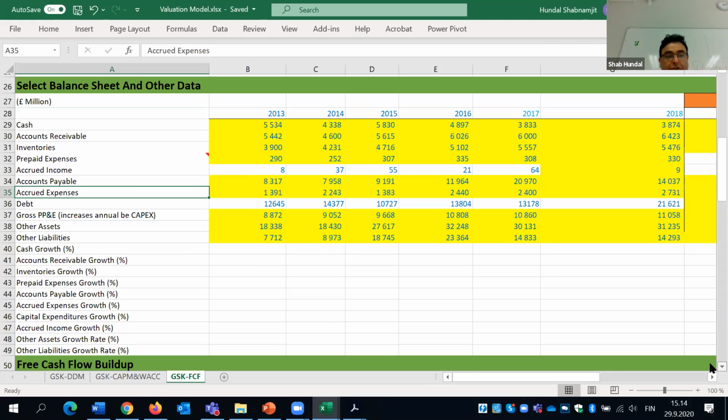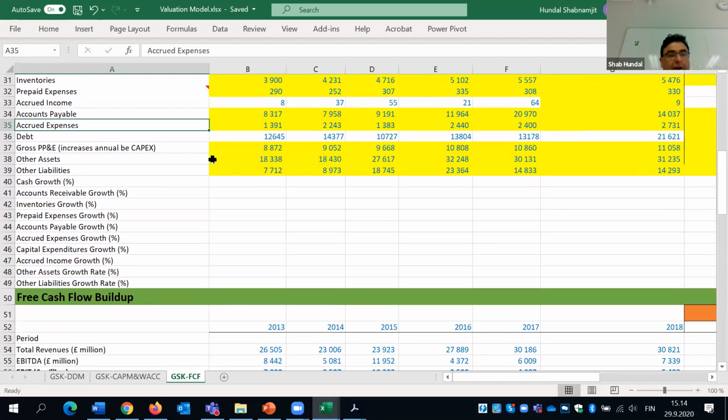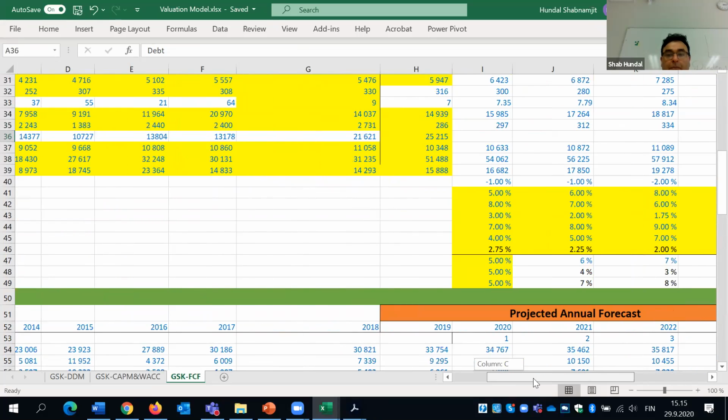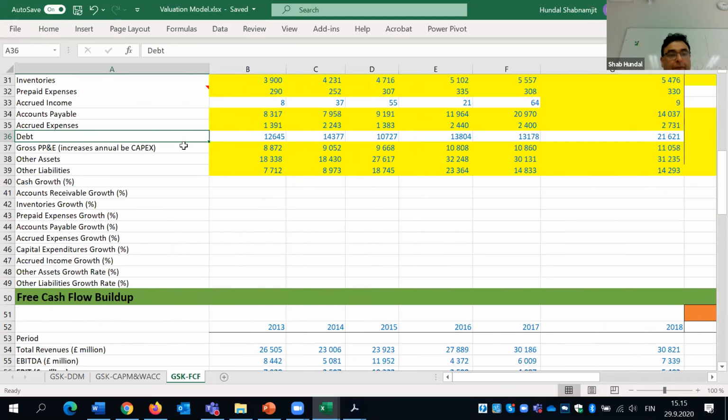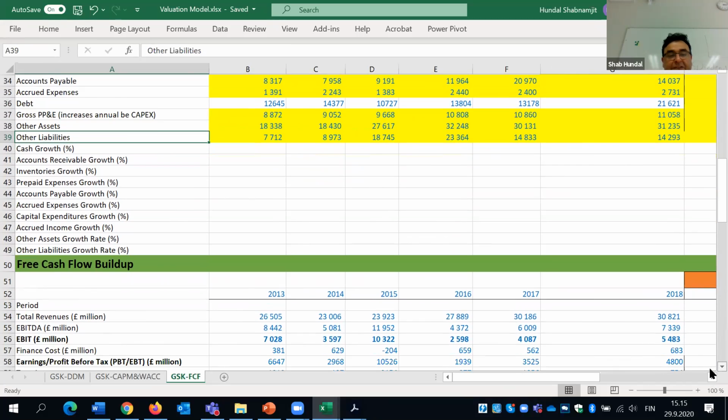Okay, so by doing so, we are able to make some of the numbers. For example, the debt will increase. I hope so, because people want to borrow more because they're scared. The gross capex, the capital expenditure, will go down, assets will go down, liabilities will go up. So by doing so, we can complete this spreadsheet.